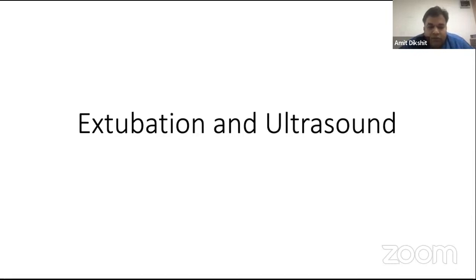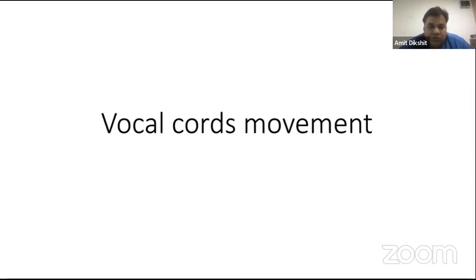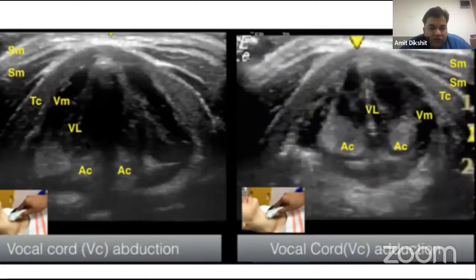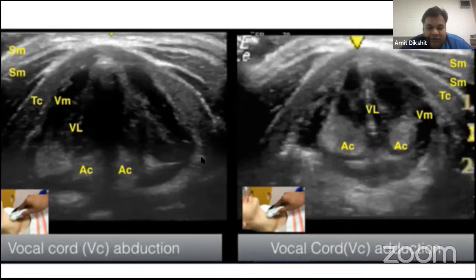Dr. Apeksh sir was talking this morning about vocal cord movement, spraying, and post-thyroid surgery. Vocal cords we see very well. The true vocal cords are seen as a black line, and the false vocal cords are gray, and then there is the arytenoid cartilage. Simultaneous movement of the arytenoid cartilage rules out vocal cord palsy.